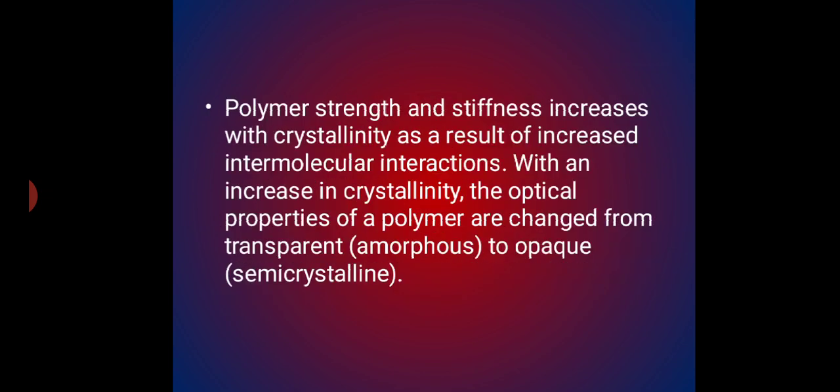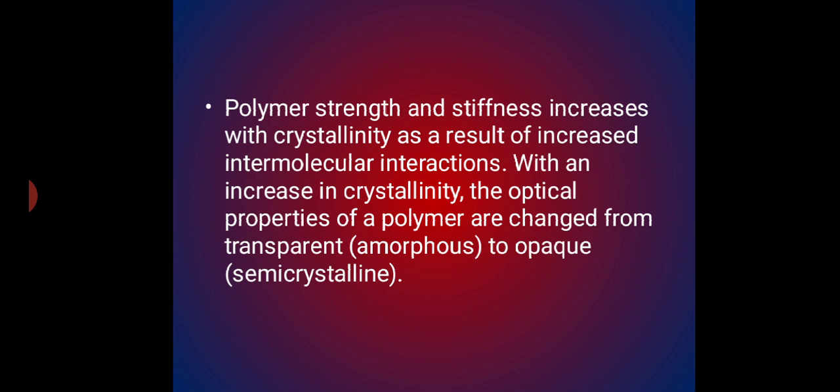The polymer strength and stiffness increase with crystallinity as a result of the increased intermolecular interactions. This word you have to keep in mind. As a result of increased intermolecular interactions, there is higher strength and stiffness for the polymers. With increased crystallinity, the optical properties of the polymers change from transparent to opaque, that is, from the transparent amorphous form to a semi-crystalline form.